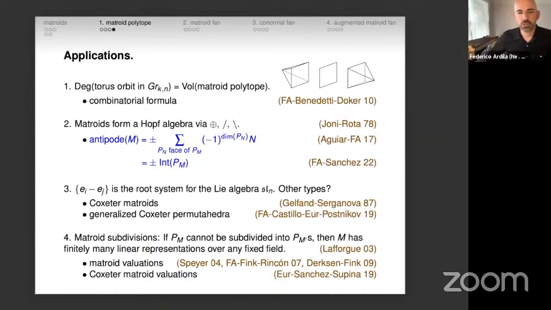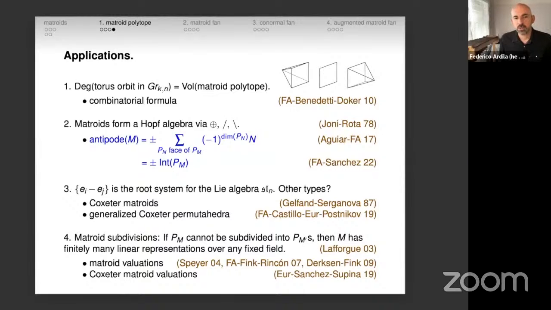And Lafforgue showed a remarkable statement that if you have a matroid polytope that cannot be subdivided in this way, then that matroid has finitely many ways of being represented linearly. This is remarkable because it's actually notoriously difficult to control the linear representations of a matroid. But somehow, if you are able to understand that your matroid polytope cannot be subdivided into smaller matroid polytopes, then you can control the representations as sets of vectors.